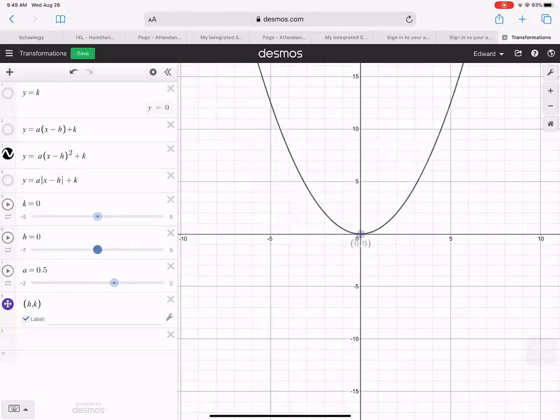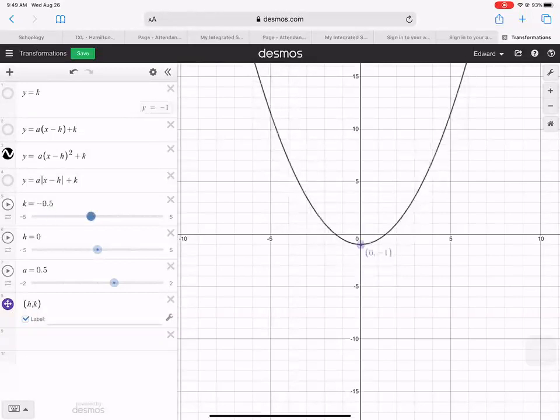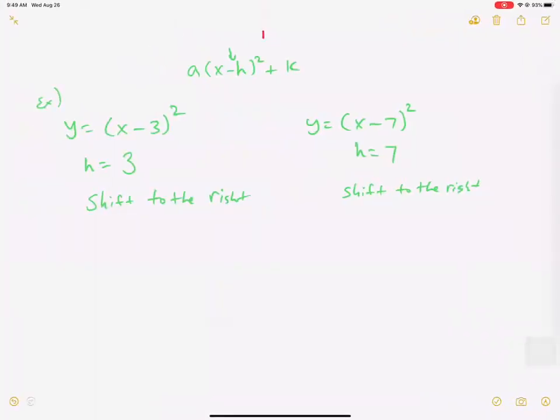If k is positive, we go up. If k was negative, we go down. All this stuff is going to be the same. Okay. Now, this part is intuitive, as long as you can figure out what the value of h is. Let's do a couple more.